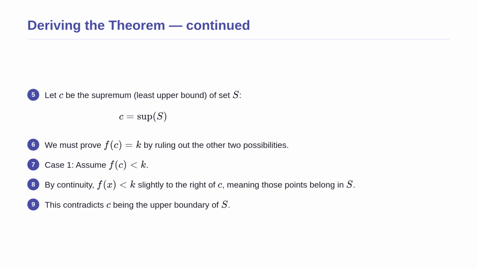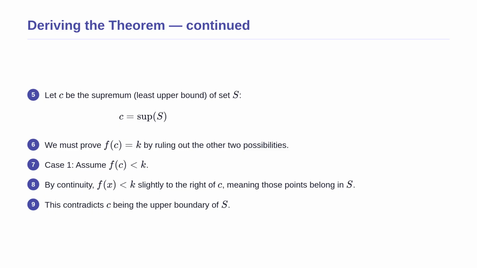Continuing with our proof, because our set has an upper limit, the completeness axiom guarantees it has a supremum, which is the absolute smallest upper boundary. We will call this special boundary number C. Our goal now is to prove that the function's value at this exact boundary point is exactly equal to our target. We do this by logically ruling out the only other two possibilities.